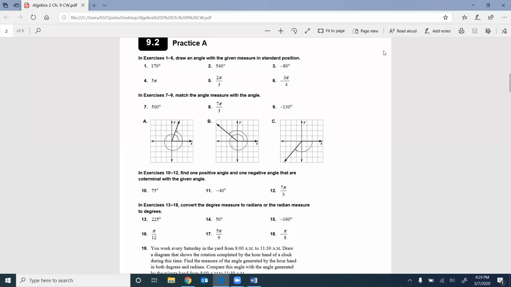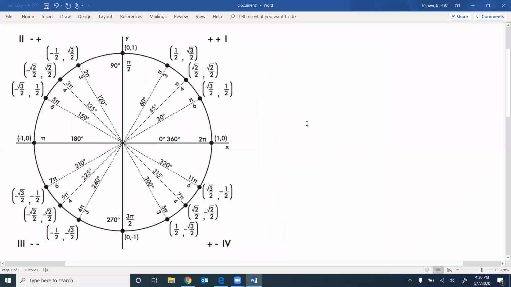Hey guys, so we're starting 9.2. We're looking specifically at angles in radians and degrees. All right, and so to help us first, instead of me writing on the paper, I think we're going to use this right here. This will probably make more sense.